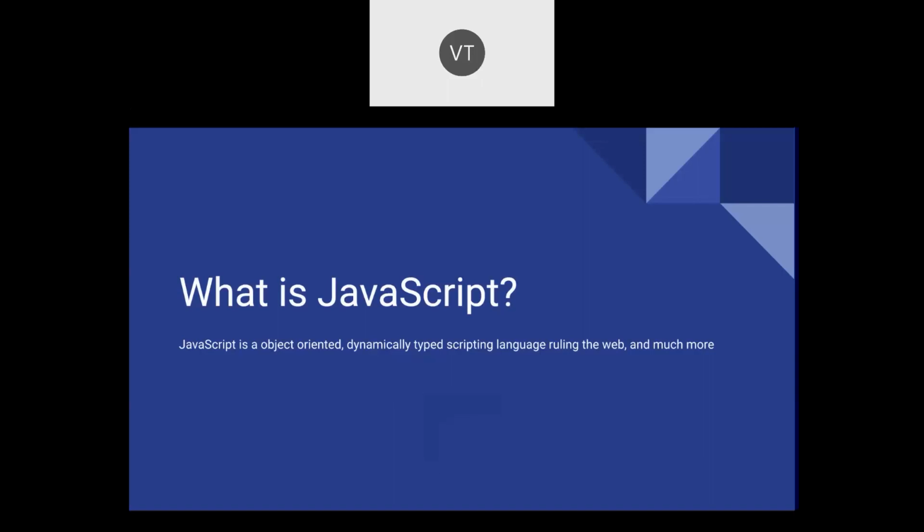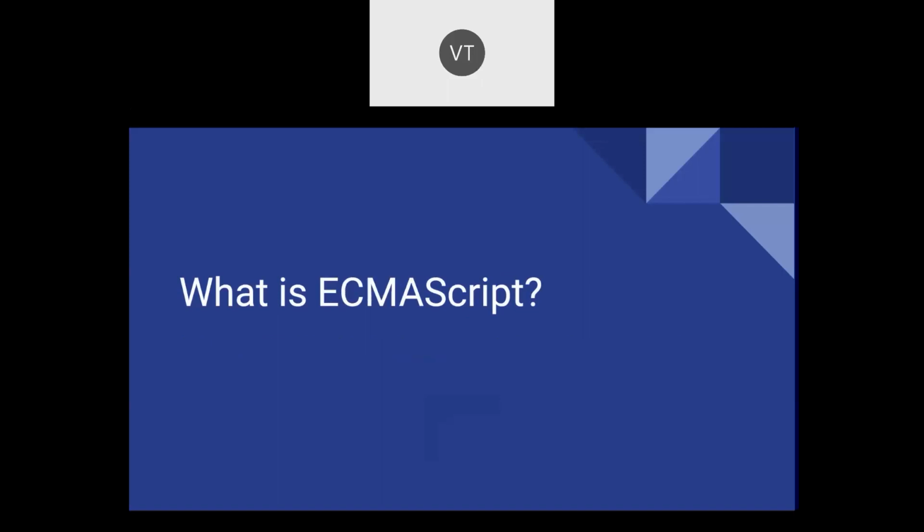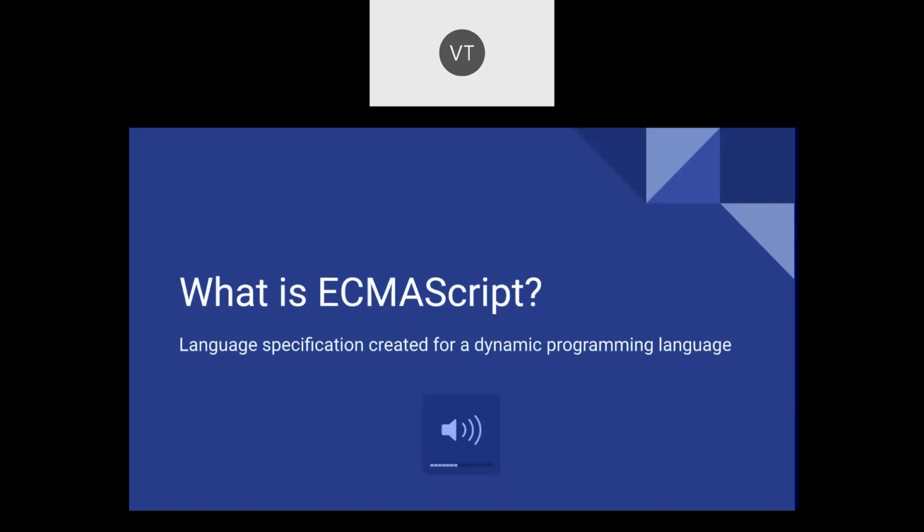And JavaScript is not only for browsers, it can do much more, which we'll see in the next slide. So it is called ECMAScript. You will be hearing about this word quite often, but people get confused about what it is. I'm just going to explain what ECMAScript is. As you can see here, ECMAScript is a language specification created for a dynamic programming language.